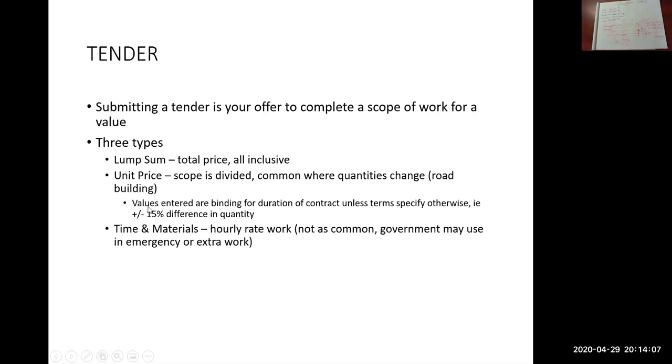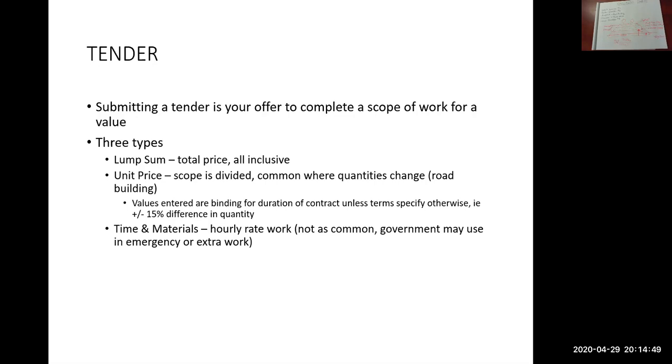So this bullet here: when you submit your tender and you provide unit pricing and a total at the bottom, the values that you've entered are what's referred to as binding. So you can't, after the fact, change your tender. Say it's a unit price tender, and when you bid, there was a quantity of 500 cubic meters for road base. So you bid the 500 cubic meters per the tender.